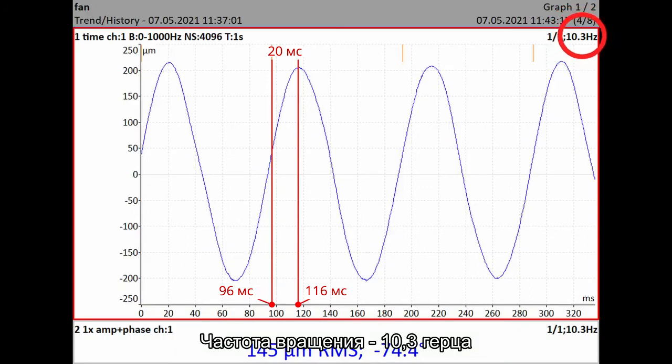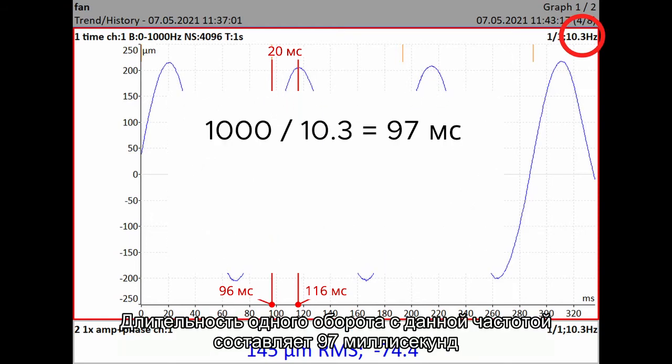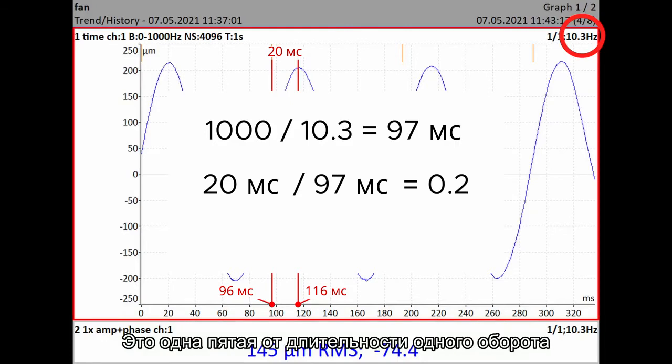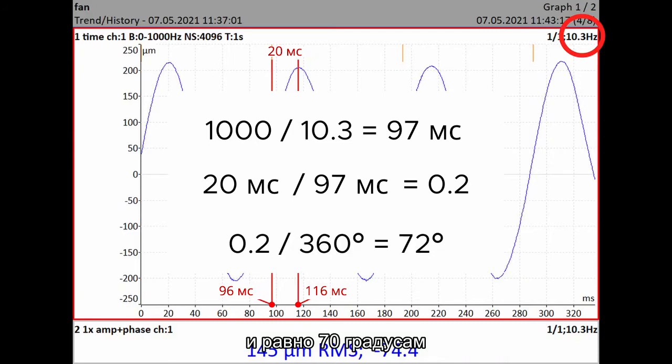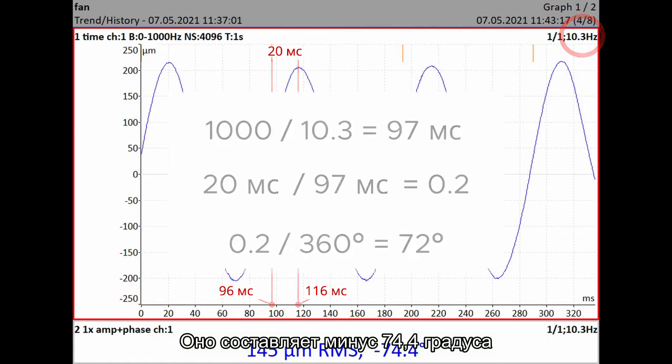The speed is 10.3 Hz. The length of one speed rotation is 97 milliseconds. The difference between trigger and maximum is 20 milliseconds. It is 1/5 of one rotation time. It means it is also 1/5 of 360 degrees, and it is 70 degrees. The heavy spot position on the fan is not exactly minus 70 degrees. It is minus 74.4 degrees.